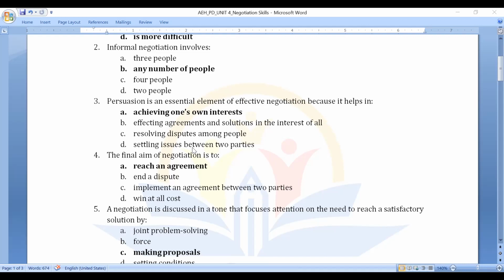Okay. The final aim of negotiation. What can be the final aim of negotiation? Reaching an agreement, to come to a common conclusion, is an aim of negotiation.